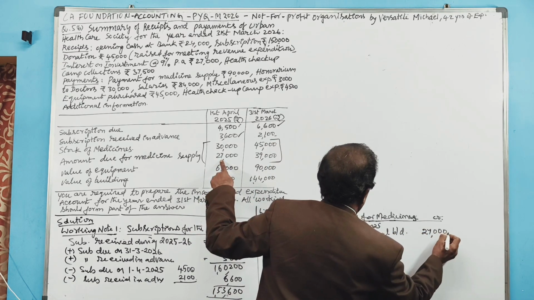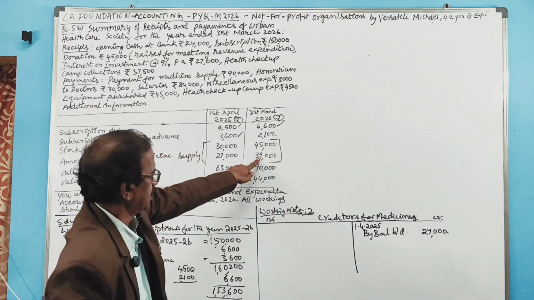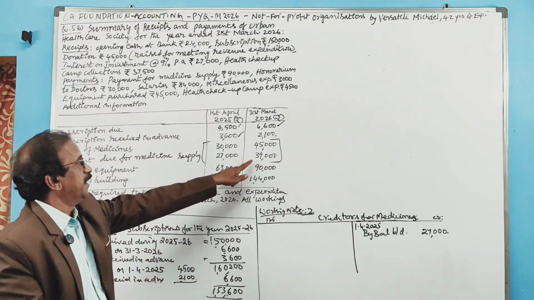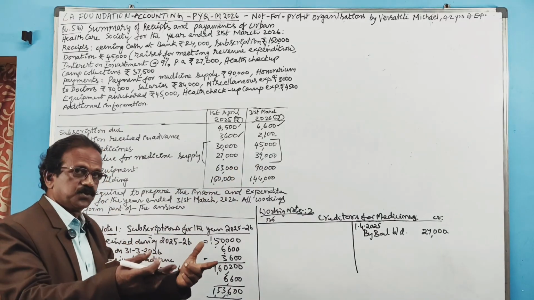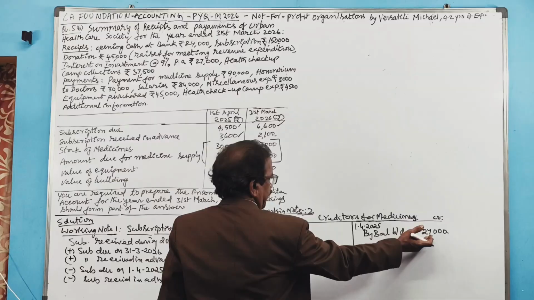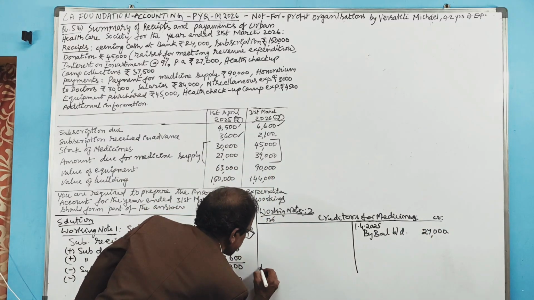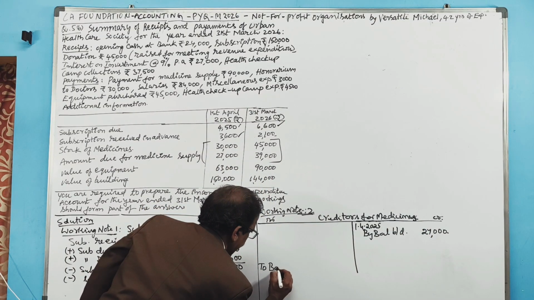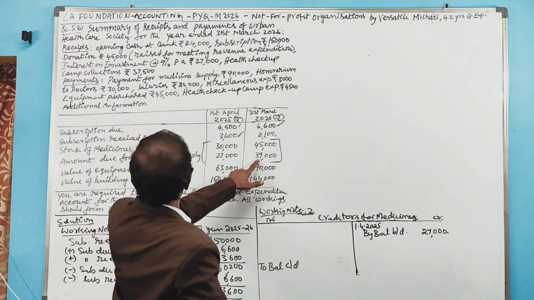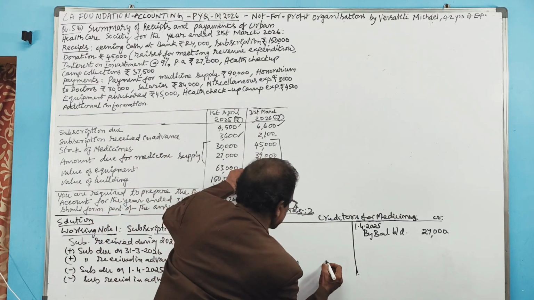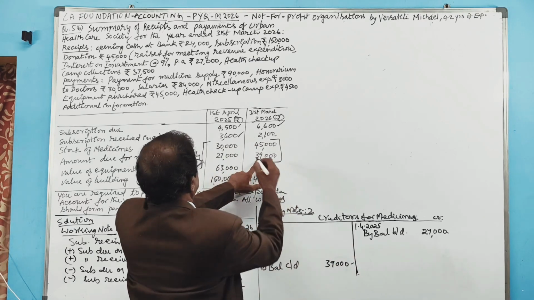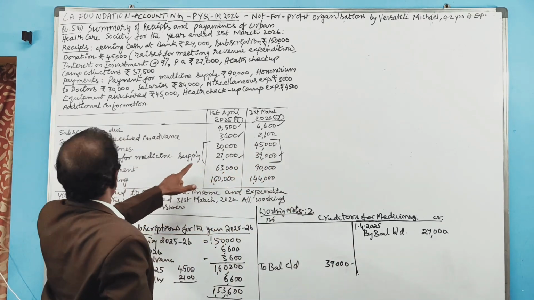27,000. And this is the closing balance. At the end of the year, we have to pay this amount, that is the amount due to them. It's a liability. Since the opening balance comes on the credit side, the closing balance comes on the debit side. To balance carried down. How much is the amount? 39,000. Over.